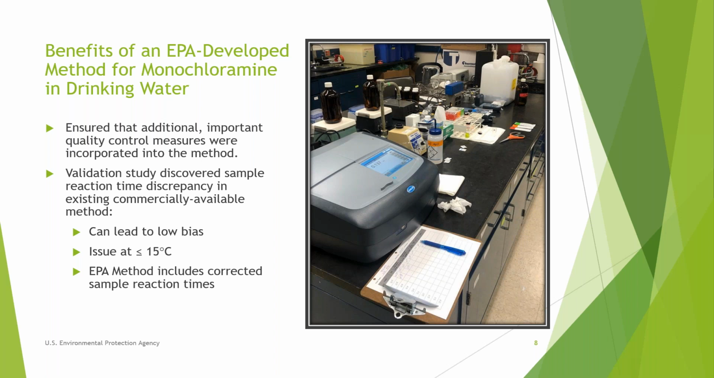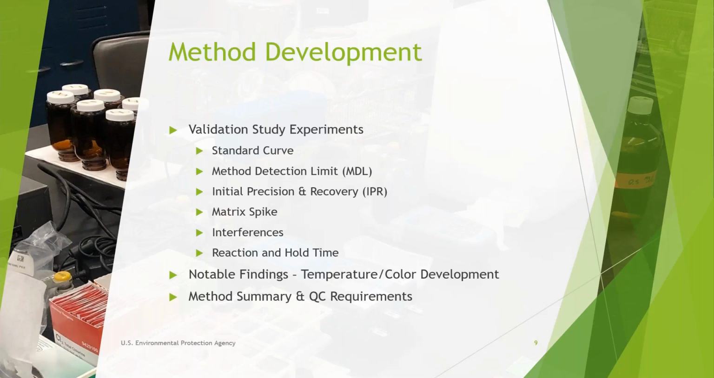Tom's going to talk more about that in just a moment as we transition to the other portion of this presentation. I'm about ready to turn over to Tom, but I'd like to highlight some of the things he's going to talk about. He's going to go through several of the validation study experiments that we conducted, in particular the standard curve, the MDL experiments, the initial precision and recovery, and matrix spike interferences. Then he's going to talk in some detail about the discrepancy we found between the sample reaction time and color development times that were reported by Hach, and what we found.